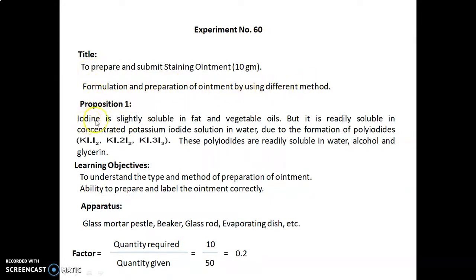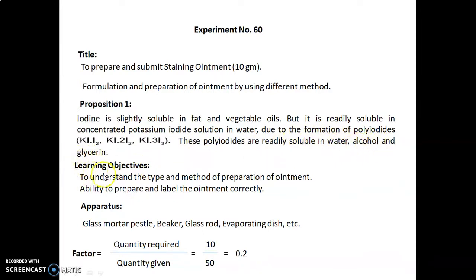Proposition 1. Iodine is slightly soluble in fat and vegetable oils, but it is readily soluble in concentrated potassium iodide solution in water. Due to the formation of polyiodides, that is KI2, KI3, these polyiodides are readily soluble in water, alcohol and glycerin.